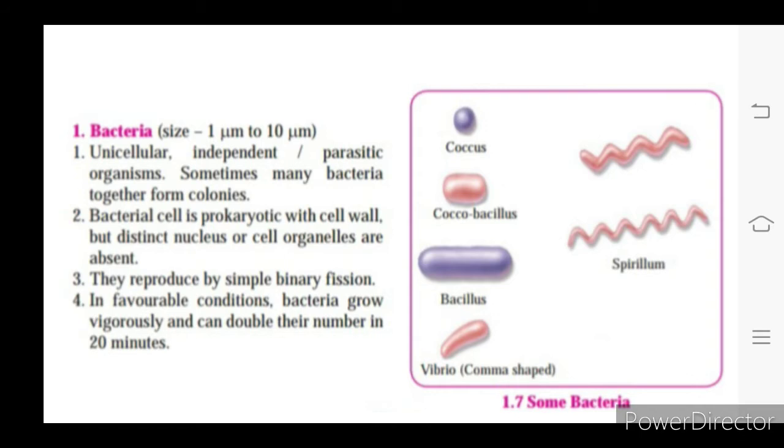Now here are some pictures or examples of some bacteria. Bacillus bacteria is useful for us. Some bacteria are not useful for us, they are harmful.